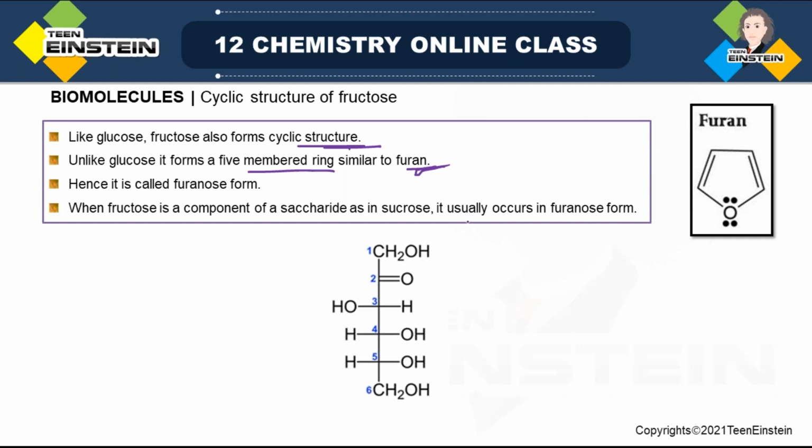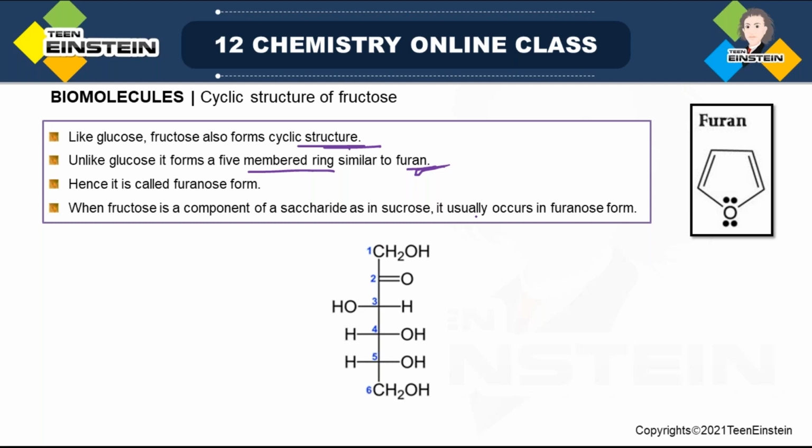Remember, when it is pyranose, it is a 6-membered ring, out of which 5 are carbon and 1 is oxygen, but now it is 4 carbon and 1 oxygen. That is the difference between the furan ring and the pyran ring. So from pyran you get the terminology pyranose, and from furan you get the terminology furanose.